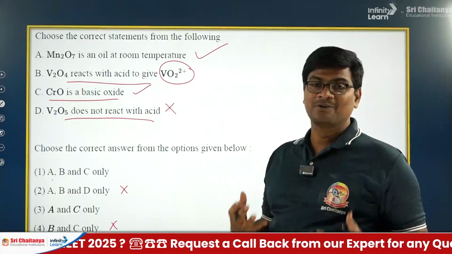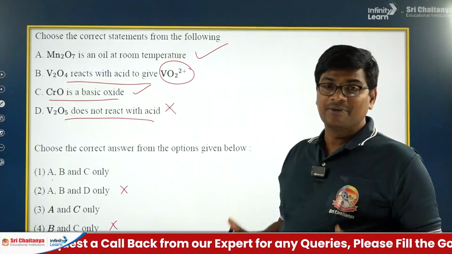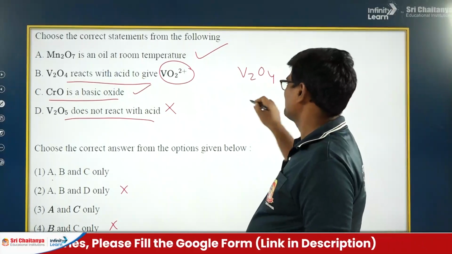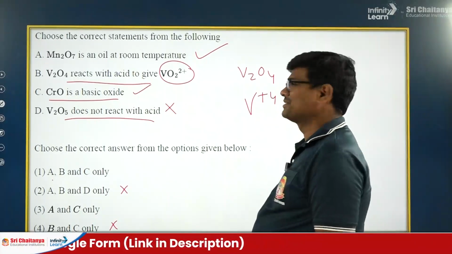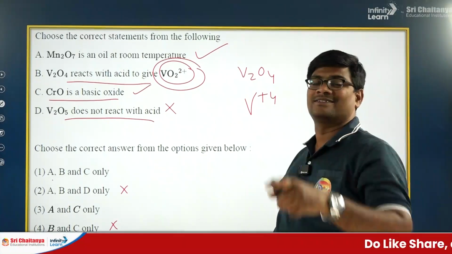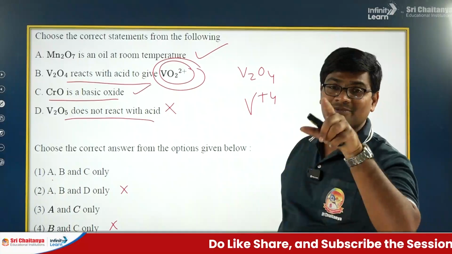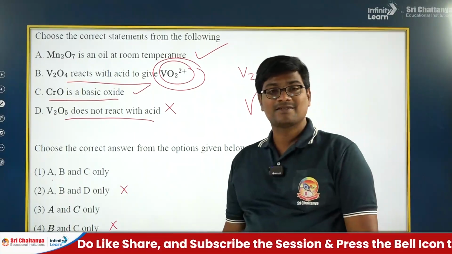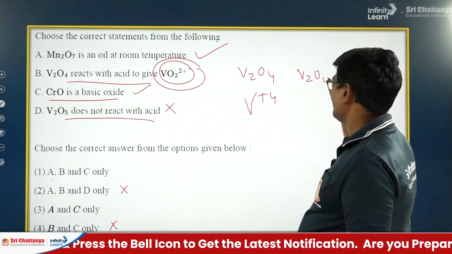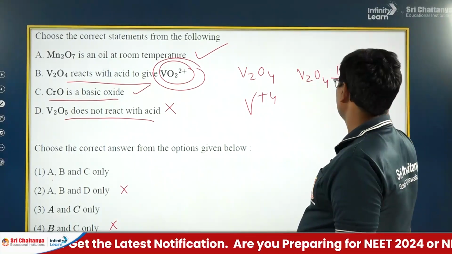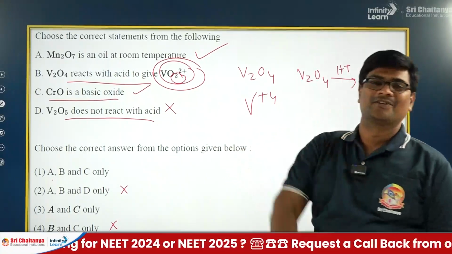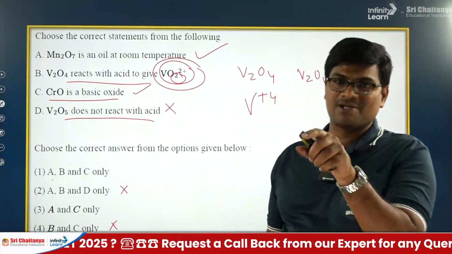Sir, how can we memorize this? How can we do that? You need to do it with some logic. What is V2O4 actually? What is the oxidation state of this vanadium? Plus 4. Here, what is the oxidation state of vanadium mentioned? VO2 2 plus. Vanadium oxidation state becomes plus 6. Does vanadium exist in plus 6 state? No. Wrong actually. Here V2O4, when in acidic medium, converts into VO2 plus, but not VO2 2 plus.